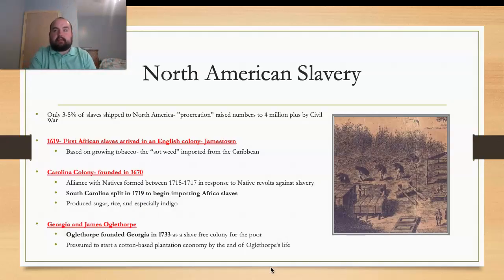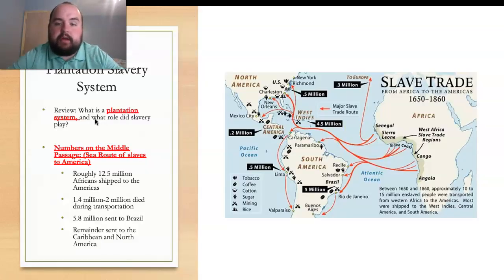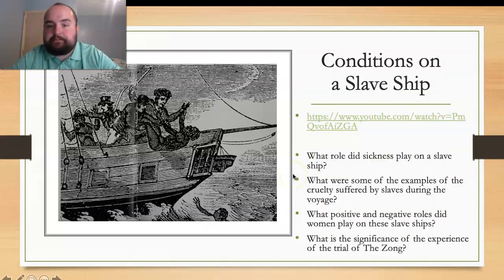Now, of course, we can't leave out what slavery was like in North America either. Interestingly, only 3 to 5% of slaves were shipped to North America. So as you can see here in the numbers map, we really only would get about 0.5 million in the New England area, and roughly 4.5 million were ever even imported to Charleston in the South. So we really did not get that many slaves in comparison to other areas, especially South America.